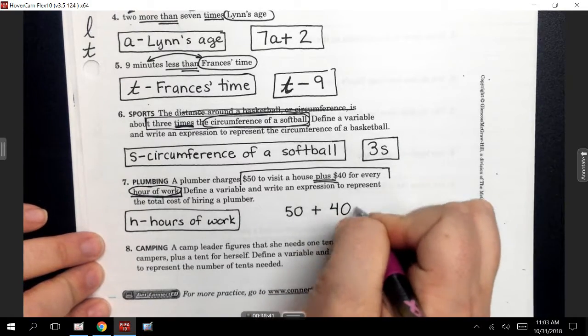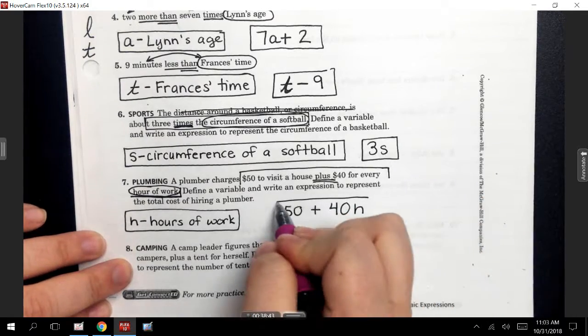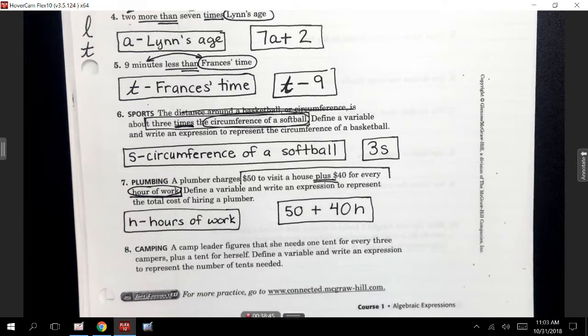40H. Did y'all see any dollar signs in my math? No. Guys, is a dollar sign a number? No. Is a dollar sign an operation? No. So we don't want it in our work. We only want numbers, letters, and operations, okay?